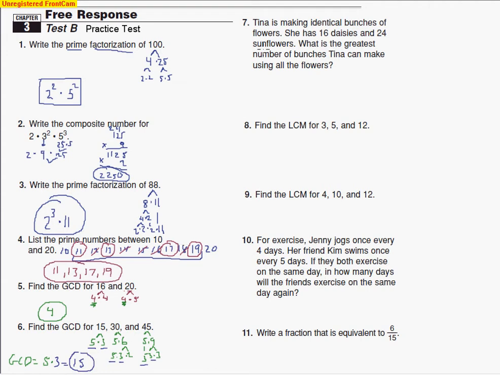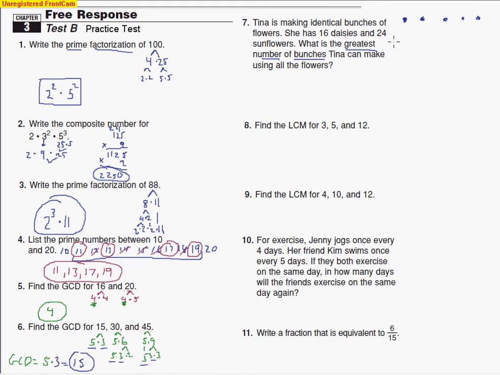Well, looking at our next one, it says Tina is making identical bunches of flowers. She has 16 daisies, 24 sunflowers. What is the greatest number of bunches? Greatest number of bunches. So remember, the bunches are like clumps of flowers bundled together. So we would have like a bunch here, a bunch here, a bunch here, and a bunch here. So notice that we're going to have some number of daisies and some number of sunflowers bunched together in this group. And so we want to find out the greatest common divisor. How many of these bunches will go into 24 and 16?